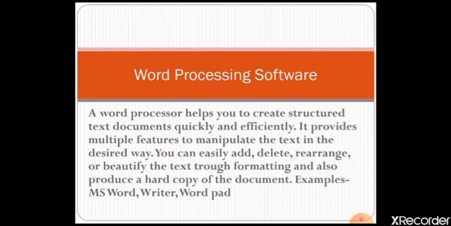First, word processing software. A word processor helps us to create a structured document quickly and efficiently. It provides multiple features to manipulate the text we have typed. We can also easily add, or if we want to delete anything, we can delete it also. If we want to increase the beauty of a document, we can insert clip arts and apply formatting, and we can also produce a hard copy of the document. Some examples of word processors are MS Word, Writer and WordPad.